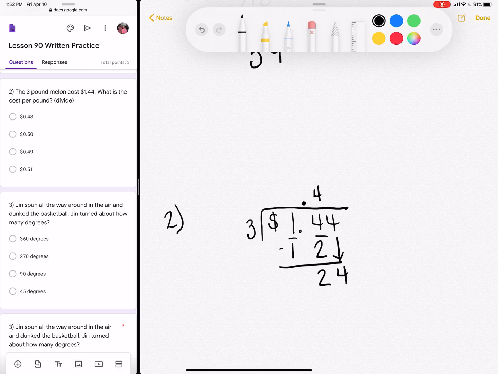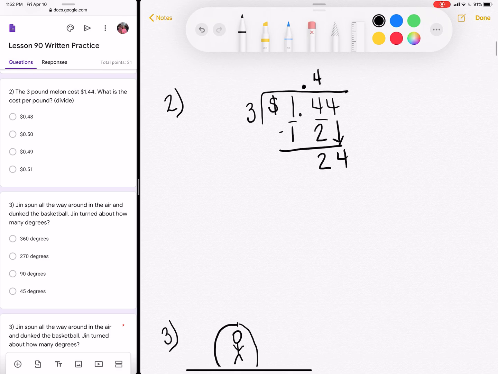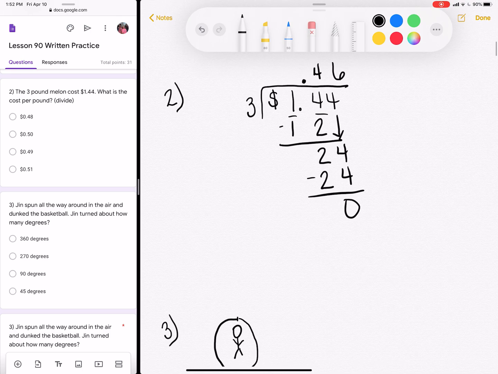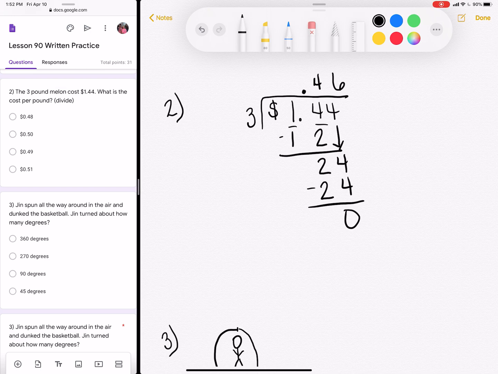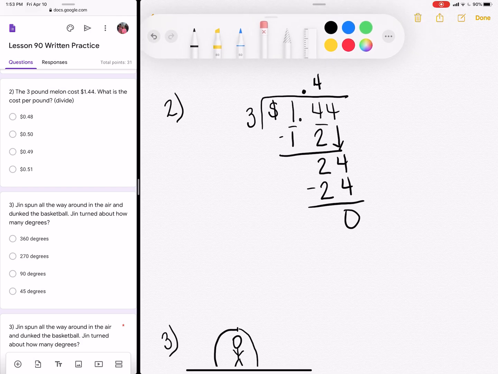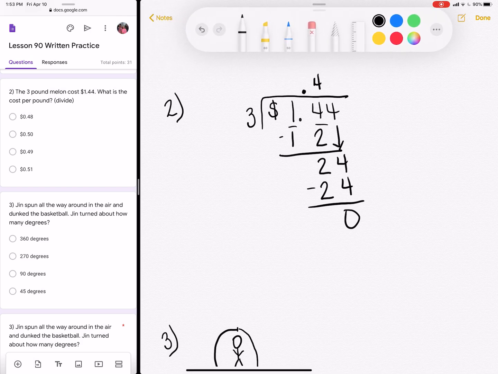How many 3s are in 24? That would be 6. 3 times 6 is 24. And you have no remainder. So the answer to number 2 is 46 cents. I've made a mistake because 8 times 3 is 24. Good grief. So it would be 48 cents.